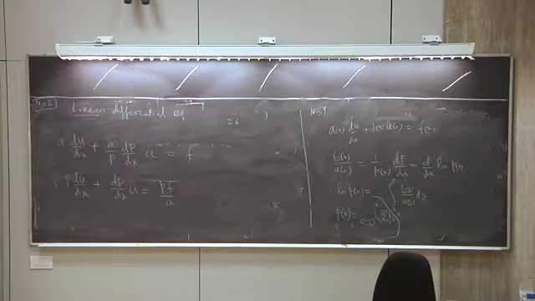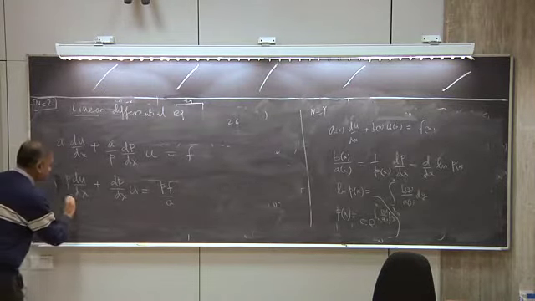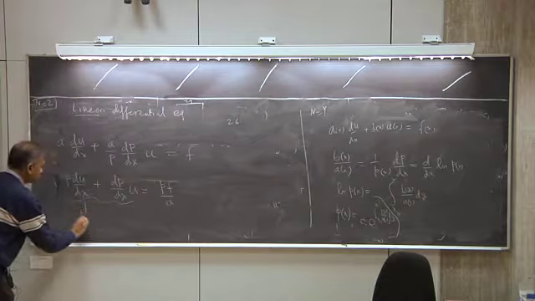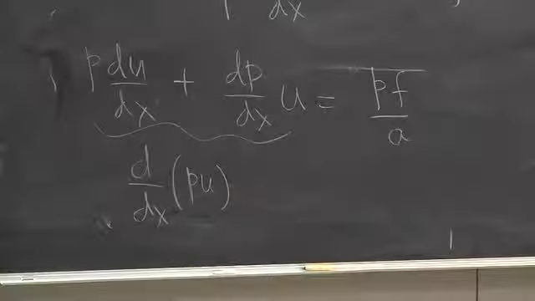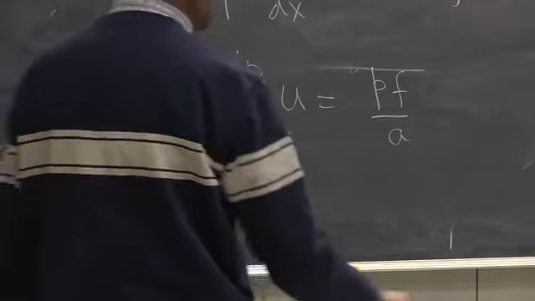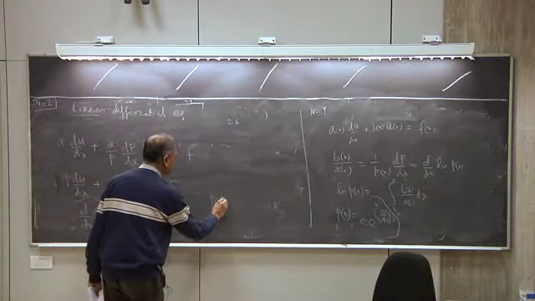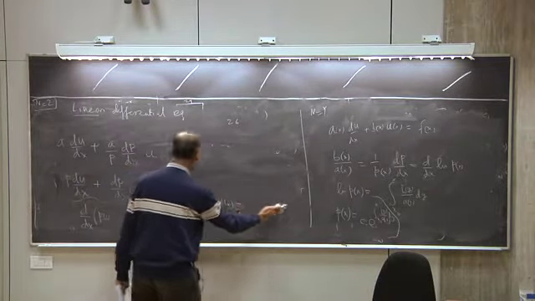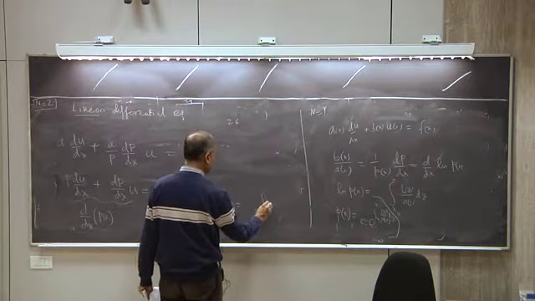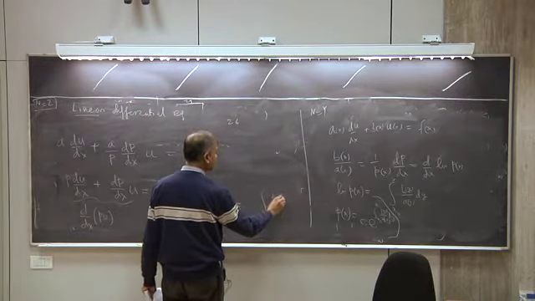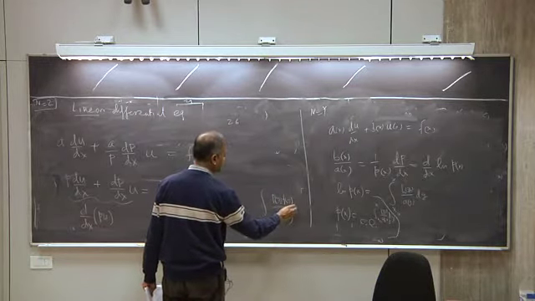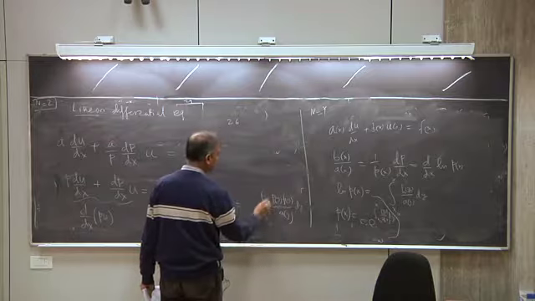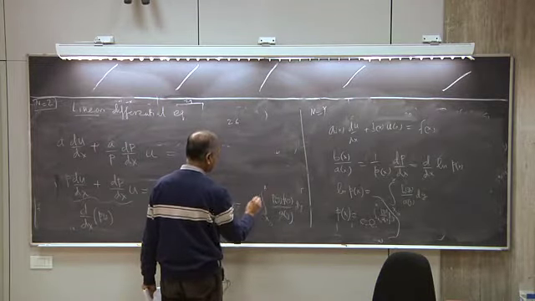So I just multiplied this entire equation by p divided by a. But the left hand side expression is a total derivative. This is simply d by dx of p times u. So once again, I can integrate this out. So p times u at x is simply the integral of p of y, f of y over a of y, dy, from some point x naught to x.